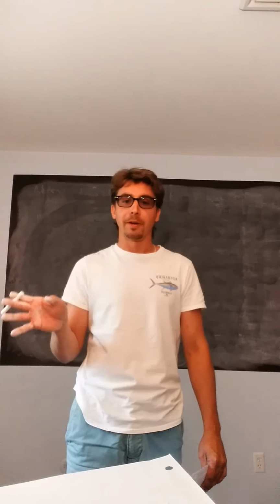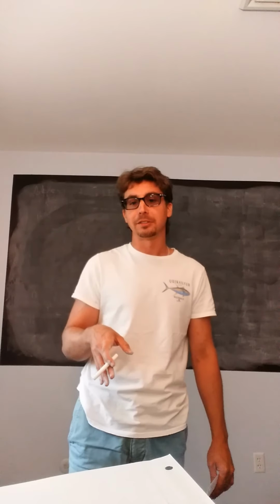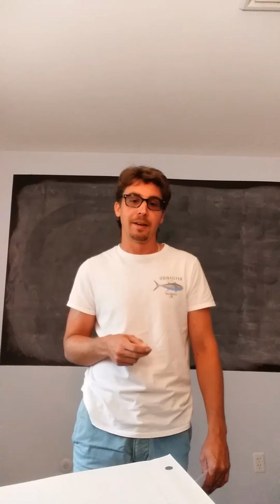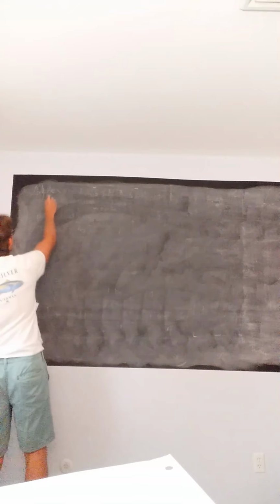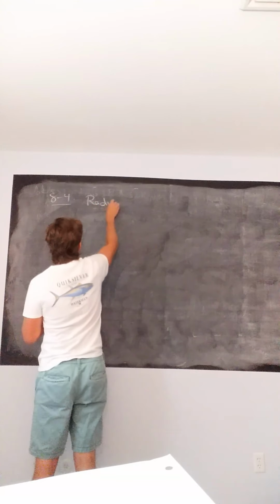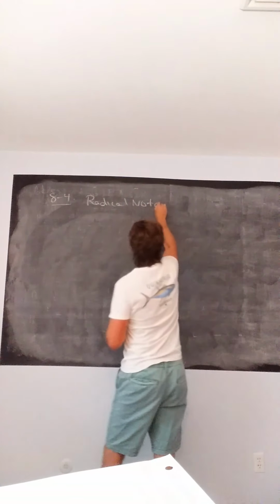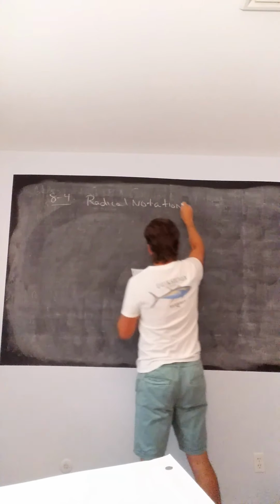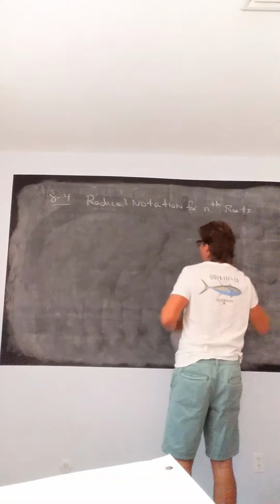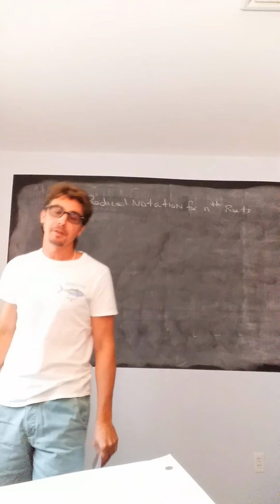But today, we're going to step back a little bit and look at a topic that you have some familiarity with, exponents and radicals. And then we're going to kind of put them together and see how they're related. So we're going to look at lesson 8.4, and this is radical notation for nth roots. So what are we learning here? What we're going to learn here is how exponents and radicals go hand in hand.